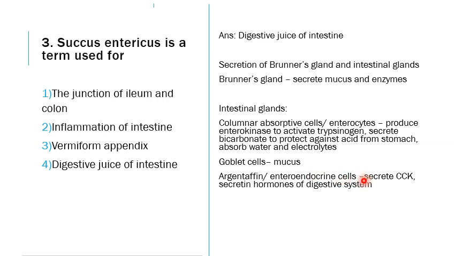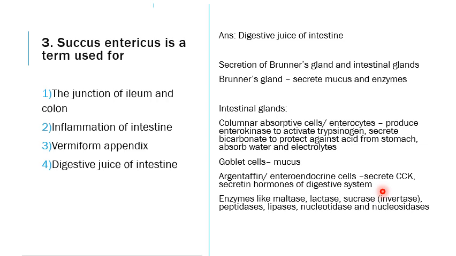These cells secrete the cholecystokinin and the secretin hormones. Let us see the function later, in the following slides. Then enzymes like maltase, lactase, sucrase, peptidase, lipase, nucleotidases, and nucleosidases are also secreted by the intestinal glands.